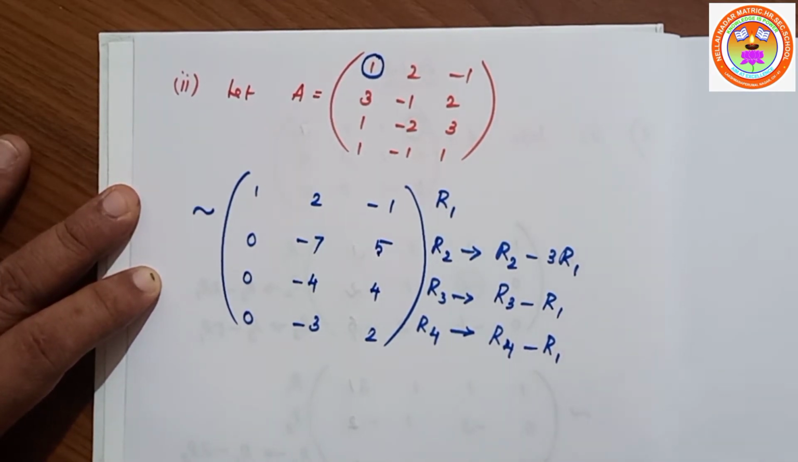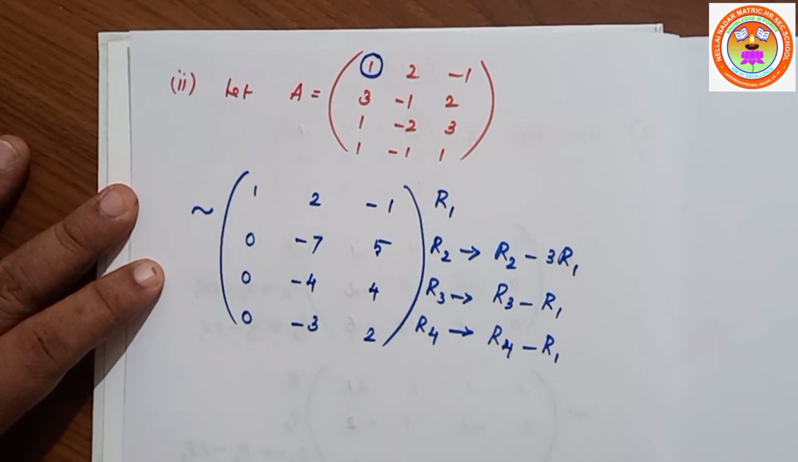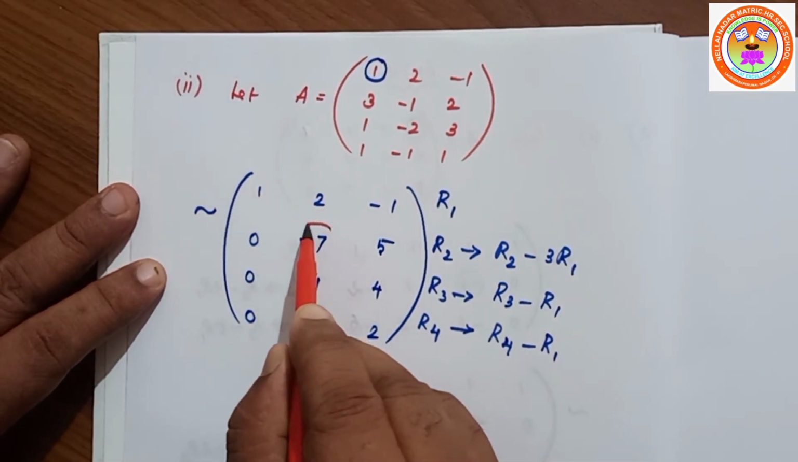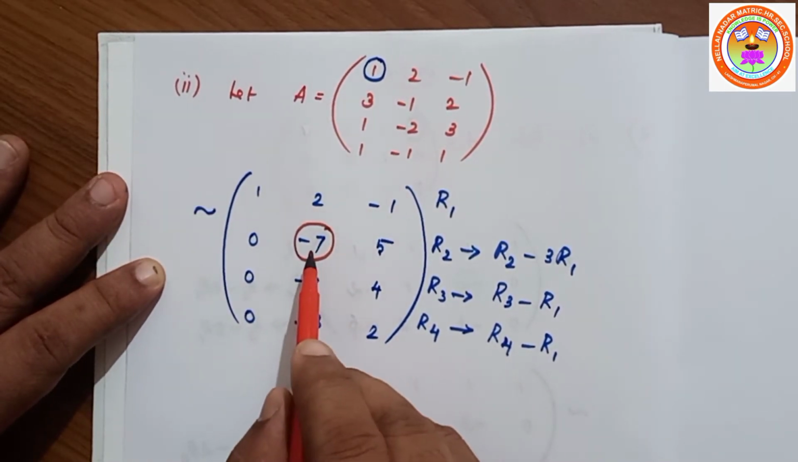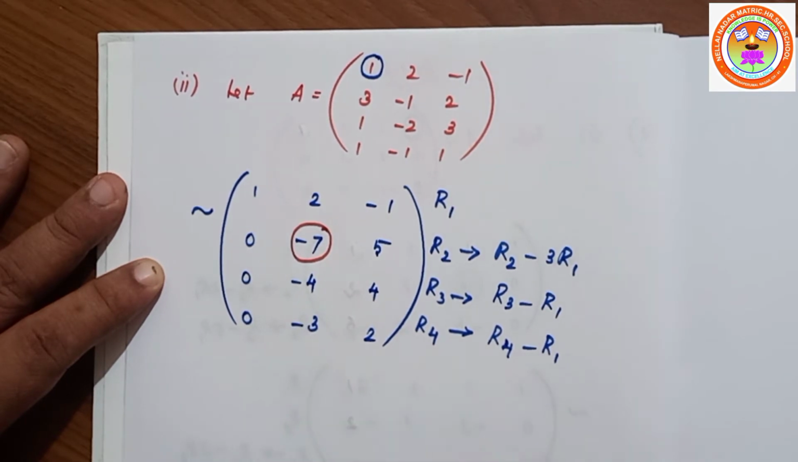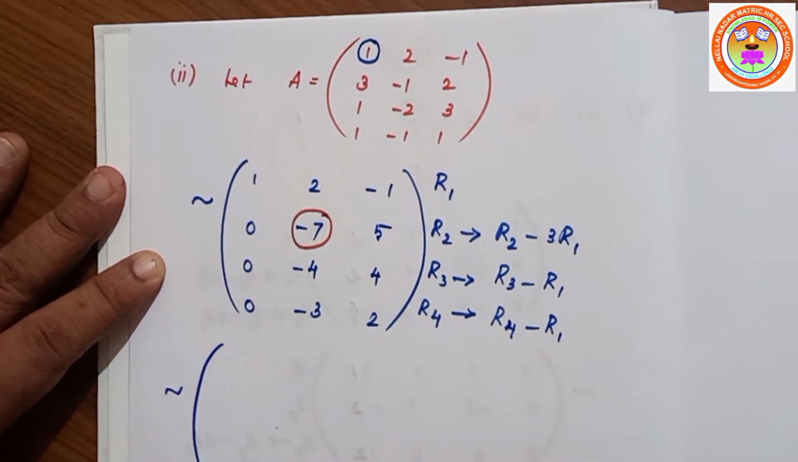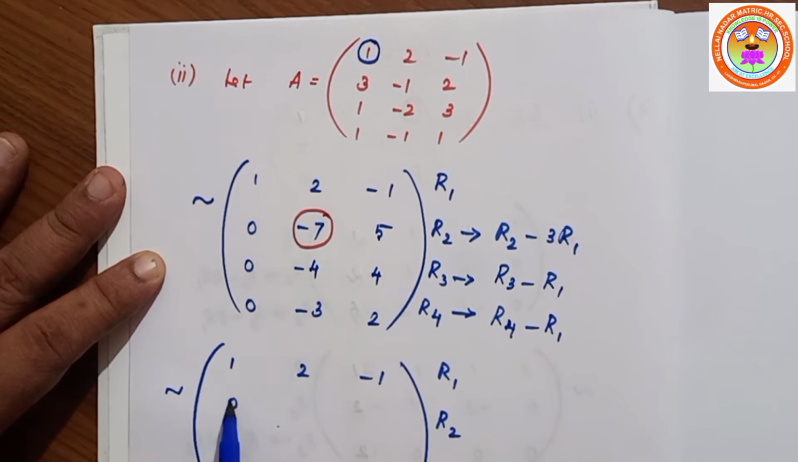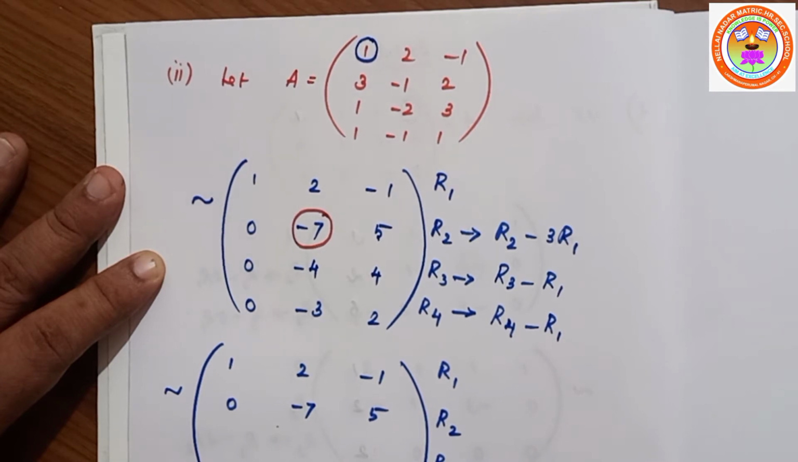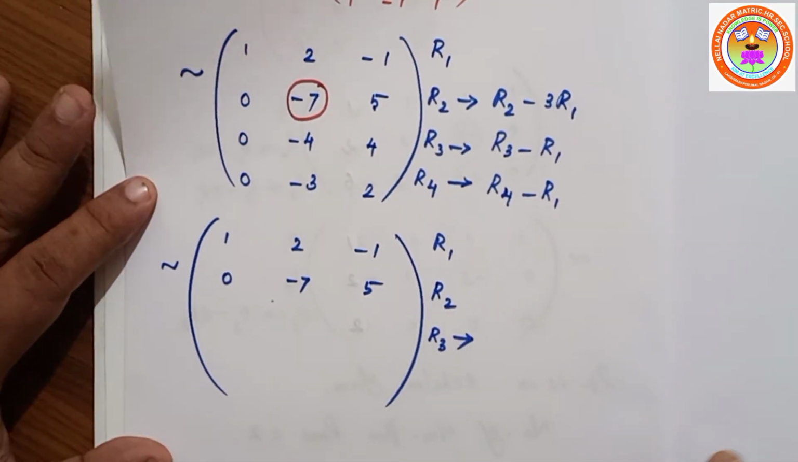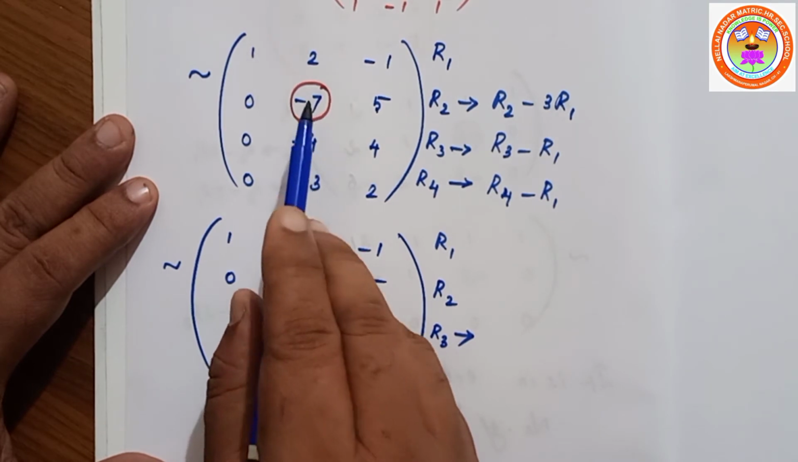Okay. Now in the second row, the first non-zero element is minus 7. Below which we have two numbers. With the help of this number, we have to make them as 0. Okay. Put the equivalent symbol. R1, R2, no change at all. So 1, 2, minus 1, 0, minus 7, 5.